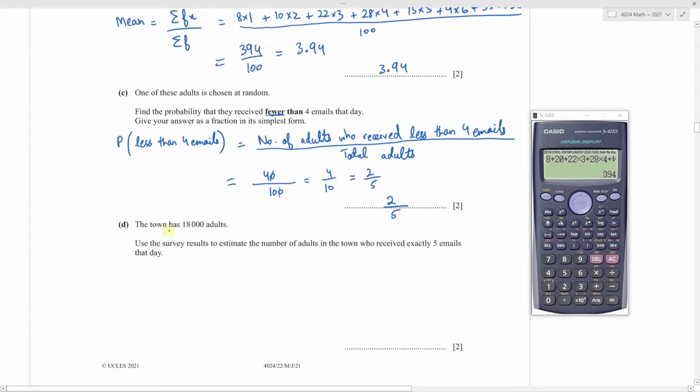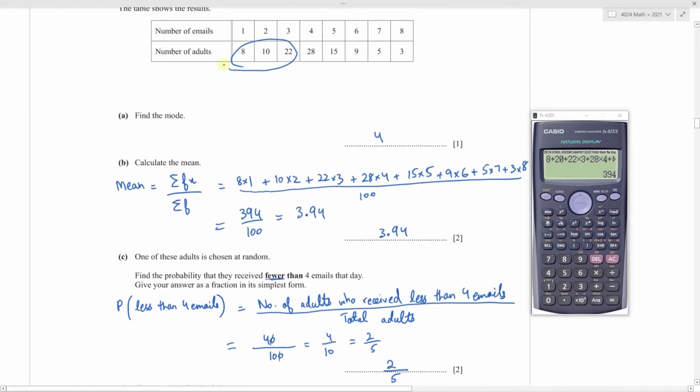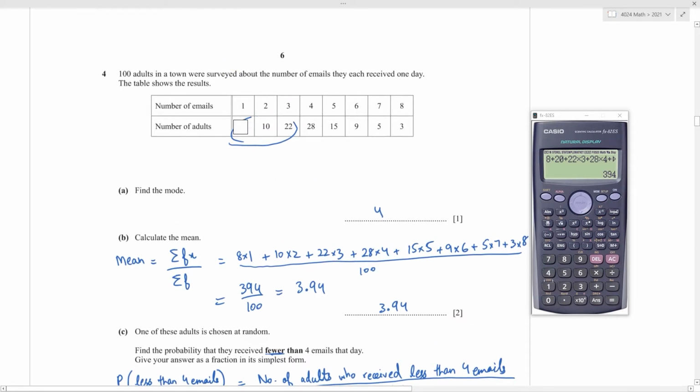Part D is the town has 18,000 adults. Use the survey results to estimate the number of adults in the town who received exactly five emails that day. So you have to estimate out of these 18,000 how many people received exactly 5. So out of the 100, how many received 5? If you look at this survey, which contained 100 adults, 15 adults received exactly 5 emails.